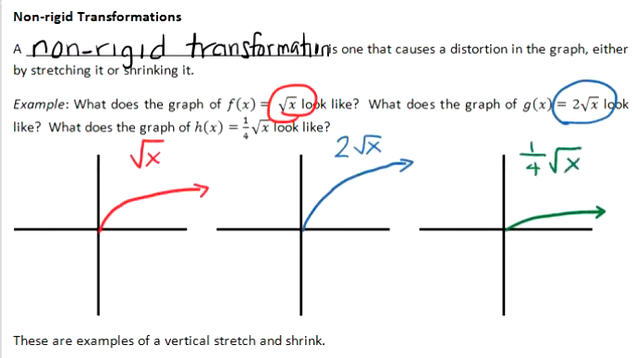So again, functions where I multiply on the outside by a factor bigger than 1 are going to end up vertically stretching my graph, and factors where I multiply on the outside that are less than 1 will end up vertically shrinking my graph.